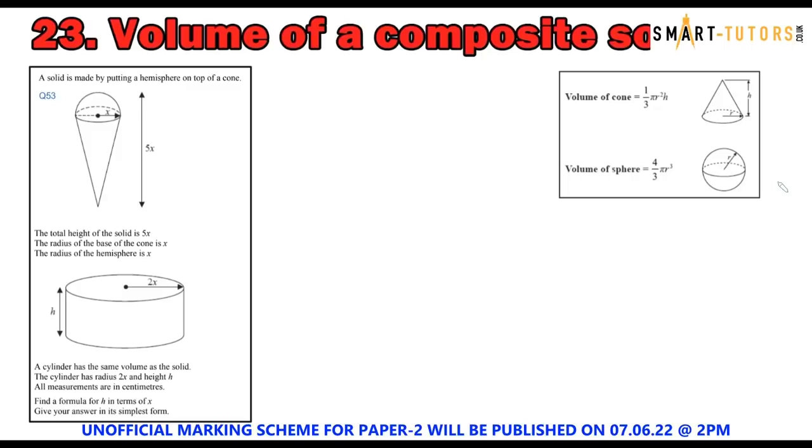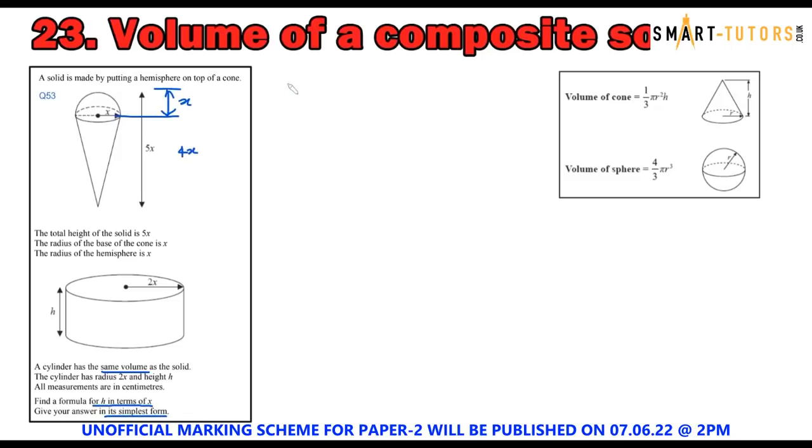So you see the height of the cone is 4x here, because if I draw a line from here to here, this gap is going to be x, right? And now the height of the cylinder is h and the radius is 2x here. A cylinder has the same volume as the solid. The cylinder has radius 2x and the height is h. All the measurements are in centimeters. Find the formula for h in terms of x. Give your answer in the simplest form, right?